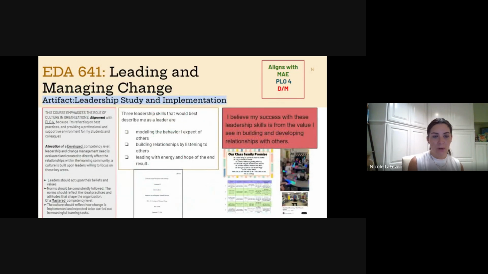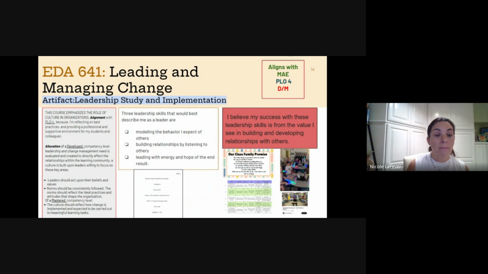In EDA 641, Leading and Managing Change, the artifact comes from a leadership study, and the implementation of that study, me reflecting on my own leadership in my classroom, on my campus, at a district level. It emphasizes the role of culture in organizations. So I align this with PLL4 because I'm always reflecting on best practices, providing a professional and supportive environment for my students and colleagues. I allocated this as developed.